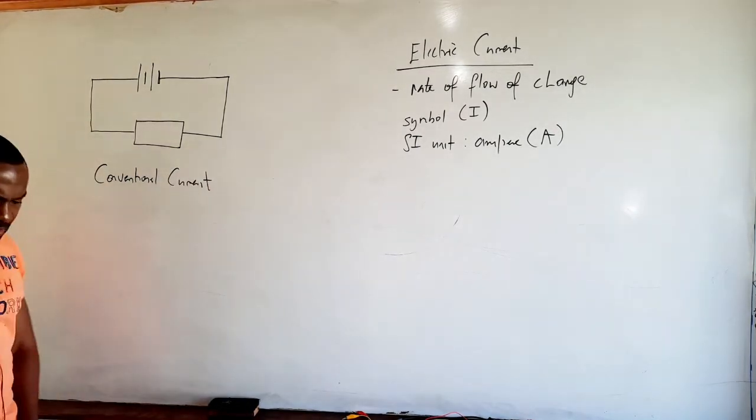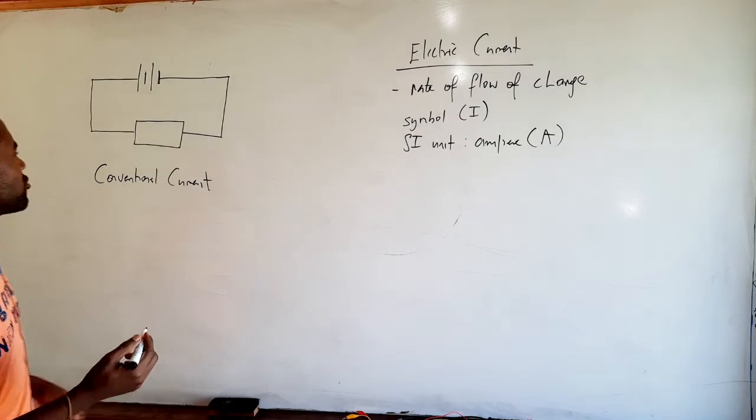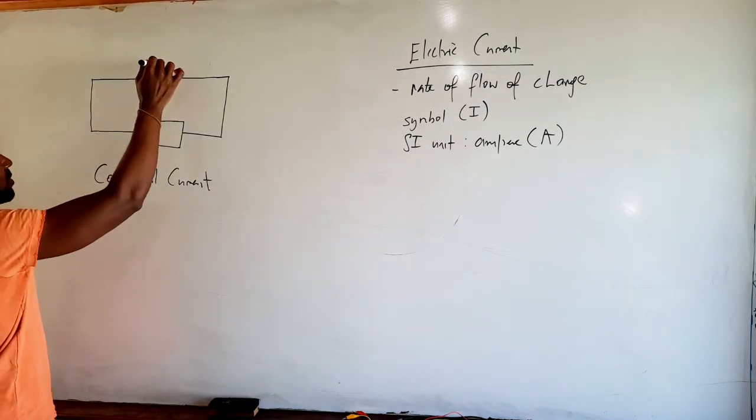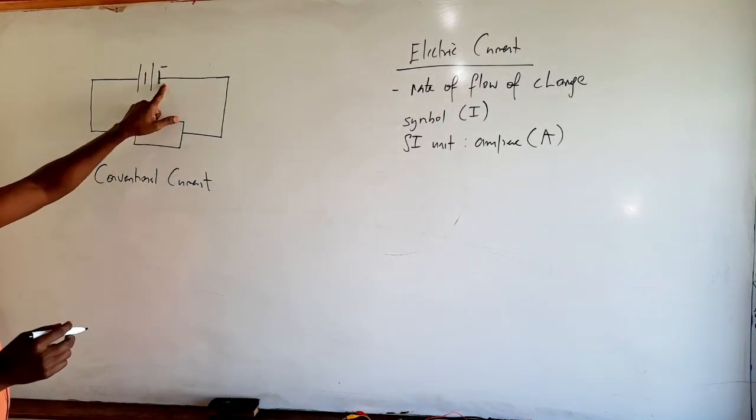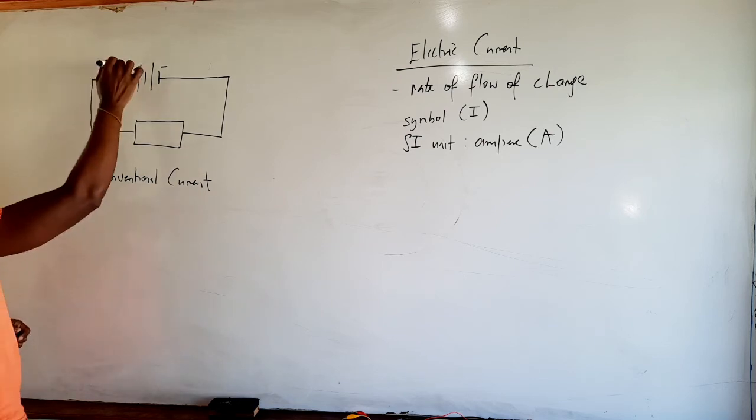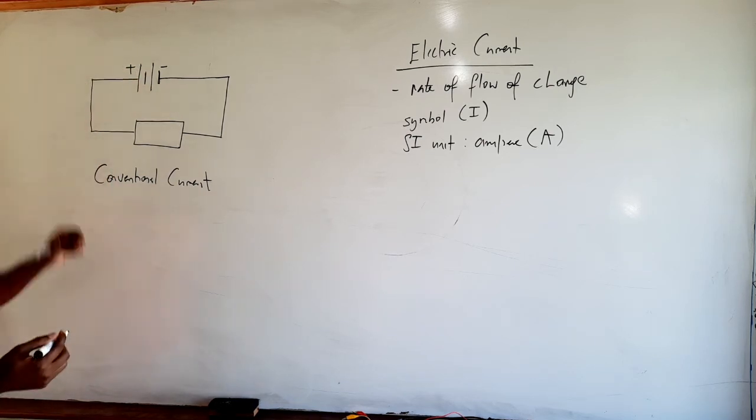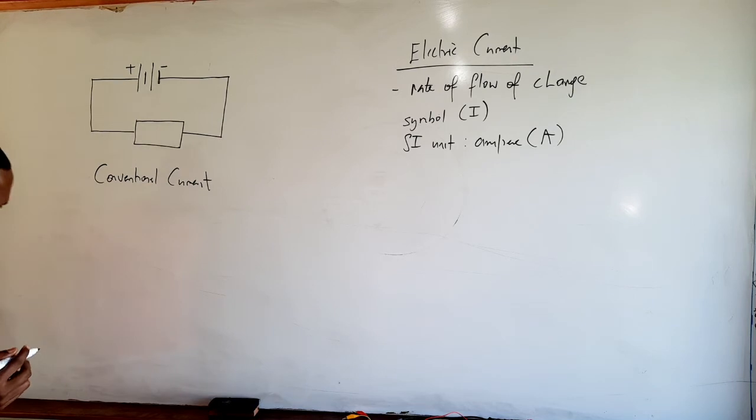Now, as I said before, this is our circuit. This is our battery. This, of course, is the negative terminal of the battery, as indicated by the shorter stroke. And this is the positive terminal of our battery, as indicated by the longer stroke.